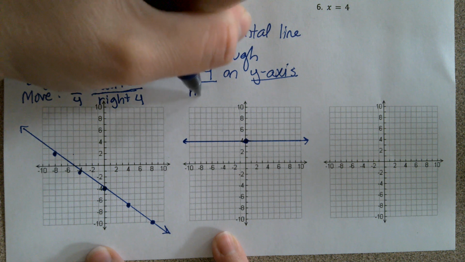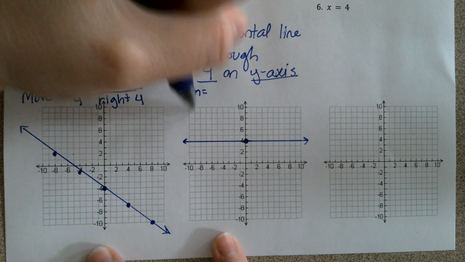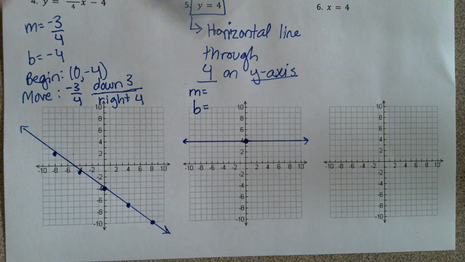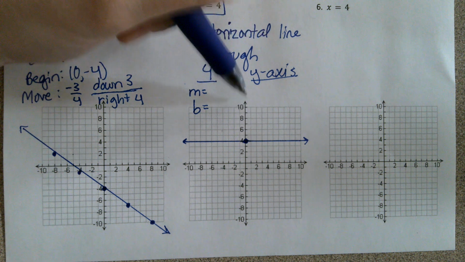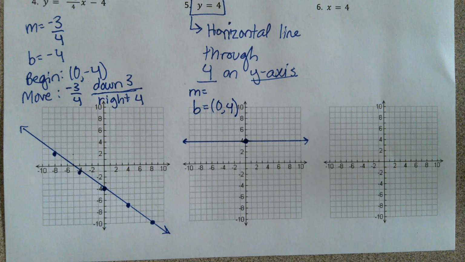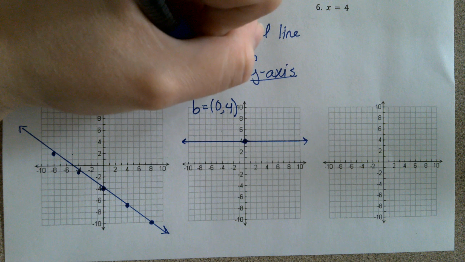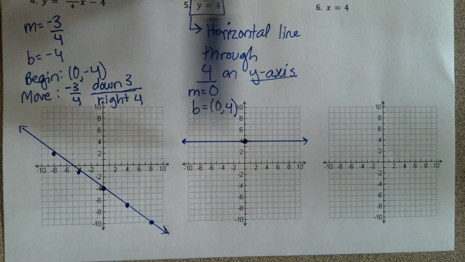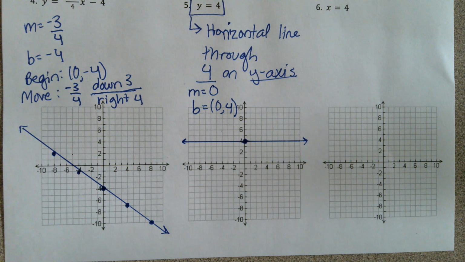Just to kind of talk about this, we can discuss what m and b would look like for this specific equation. I'll start with b. B is the y-intercept. It's at (0, 4). M, this is a slope of 0. When it's perfectly horizontal, we call that 0 slope.